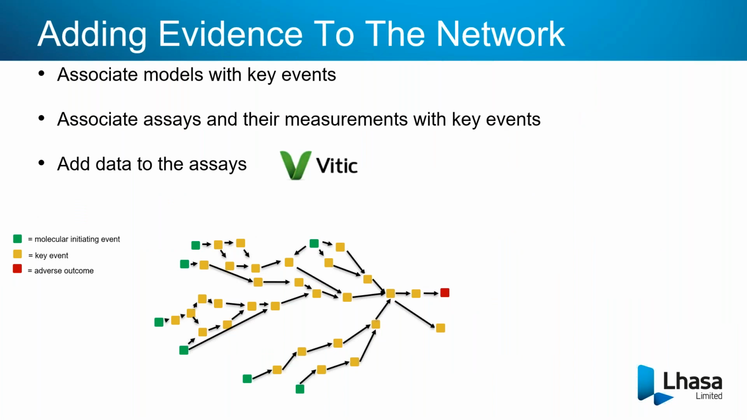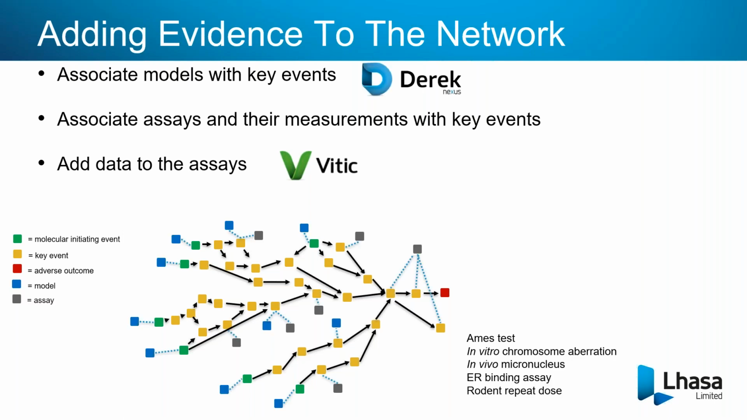So now we have that network, we can attach evidence to the relevant key events. The types of evidence potentially include models such as Derek Nexus alerts, which have both molecular initiating events and key events. We've also got assays and then measurements. The assays we've included so far are more regulatory in vitro and in vivo assays, such as the Ames test, chromosomal aberration test, and micronucleus test, as well as some binding assays and rodent repeat dose studies. And also we have our in-house database, and we've tried to link evidence from there where we can.